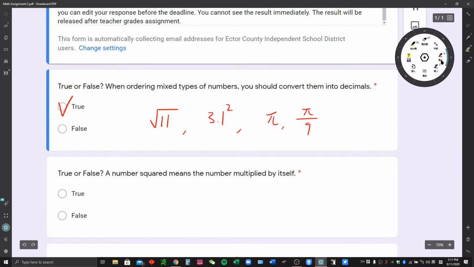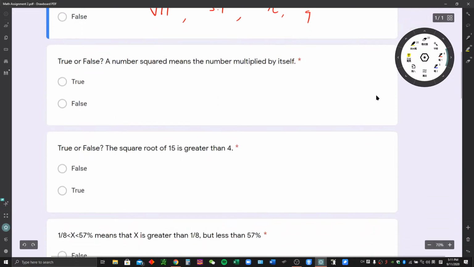First, convert them into decimals. And second, a number squared means a number multiplied by itself. Is it true or false? I always say 3 squared. When you say 3 squared, you can think of an actual square.